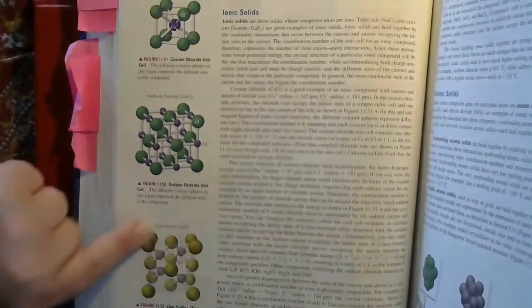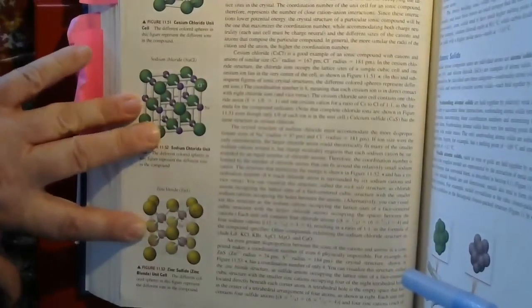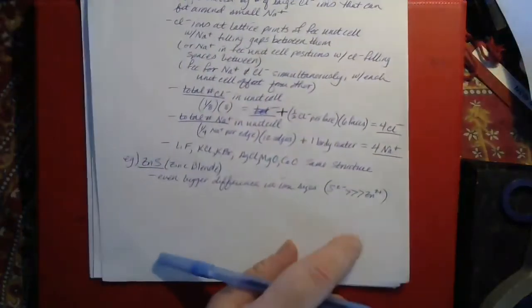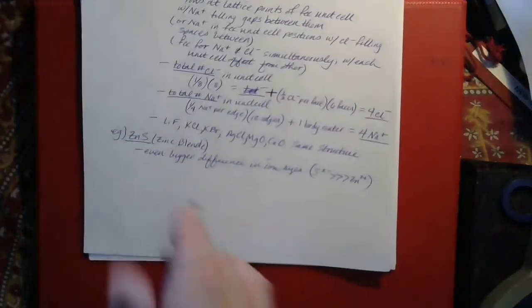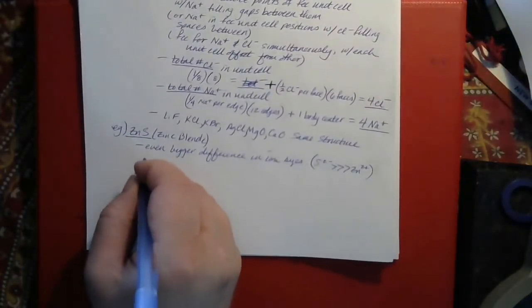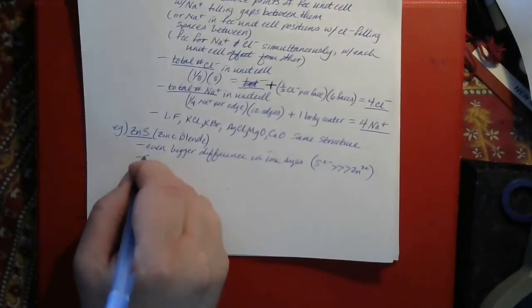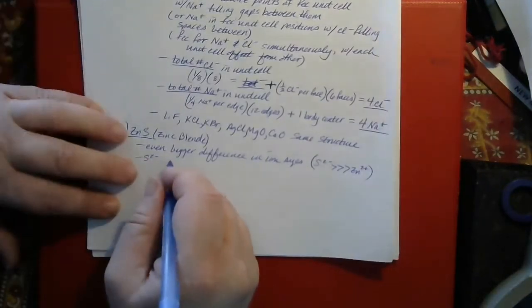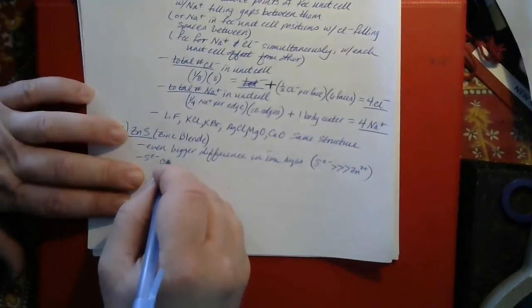And here is the zinc blend structure, which is very complicated. So I'm not going to spend a lot of time looking at that. So we'll go and look at some of the features of it, though, because they're fairly common. A lot of things take this structure. The sulfide ion occupies the lattice points of face-centered cubic.